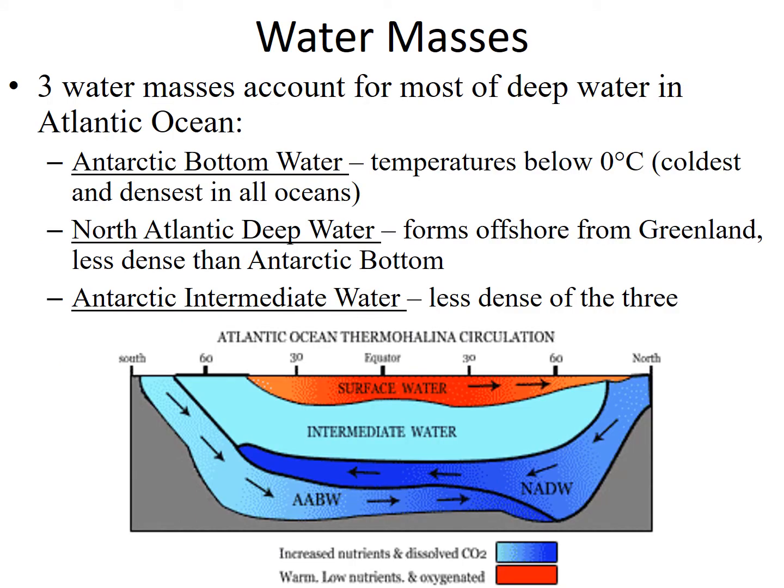So let's talk about water masses. There are 3 water masses that account for most of the deep water in the Atlantic Ocean. There's the Antarctic bottom water, temperatures below 0 degrees Celsius, the coldest and densest in all the oceans. The North Atlantic deep water forms offshore from Greenland and is less dense than the Antarctic bottom water. And then we have the Antarctic intermediate water. This is the least dense of the 3. And if you look at our lovely image here, that covers the 3 water mass layers.